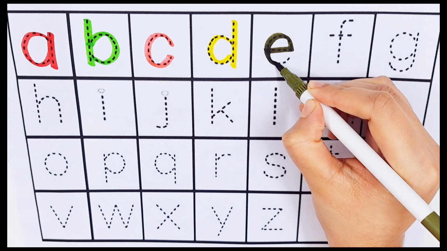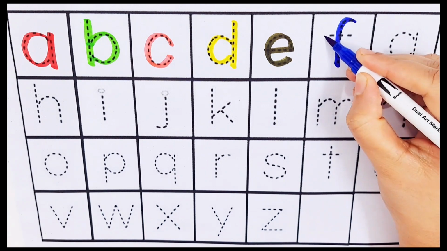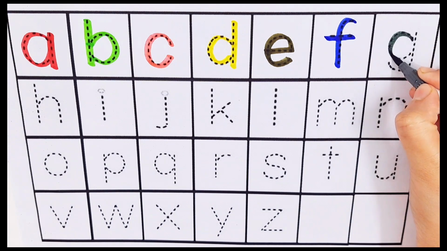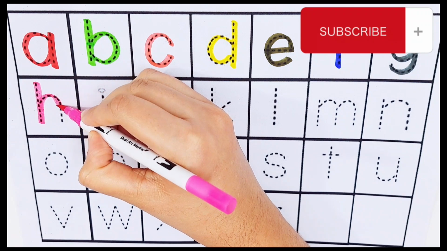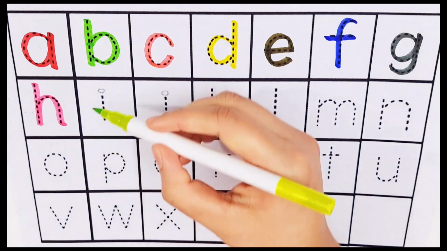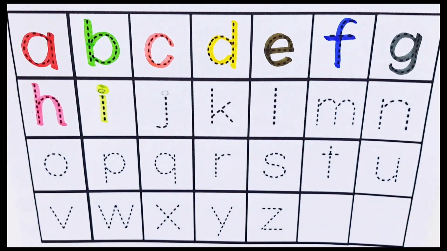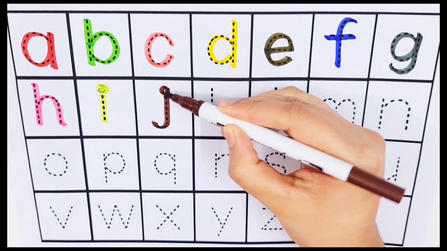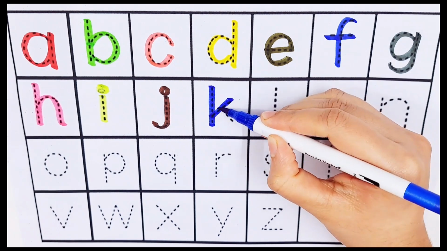E for egg. F for football. G for glass. H for honey. I for insect. J for juice. K for kids.